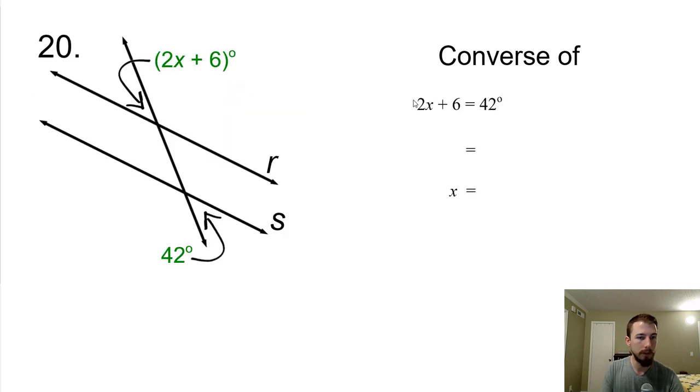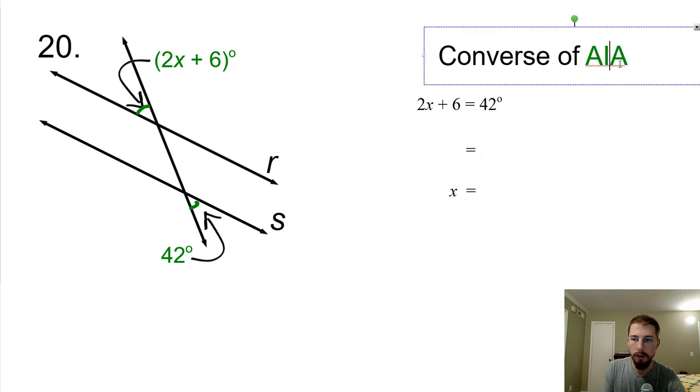All right, number 20. Now on this one, it asks for what value of x would R and S be parallel. So first of all, look at the angles. What kind of angles are these? You might at this point just be able to visually tell these are alternate exterior angles, so AEA. That did not work, and that is wrong. Uh-oh. I hope this is not a sign that I forgot to update other stuff.